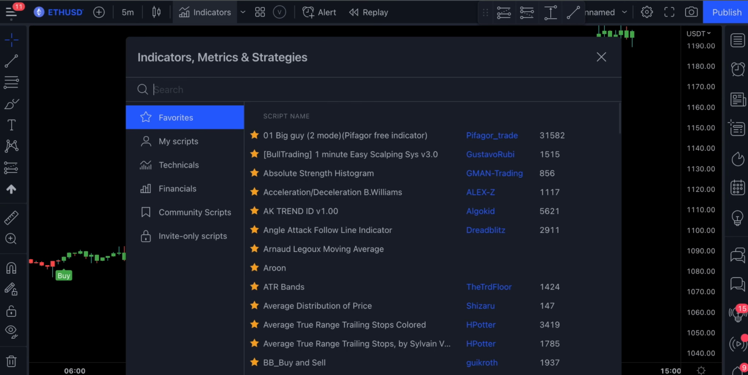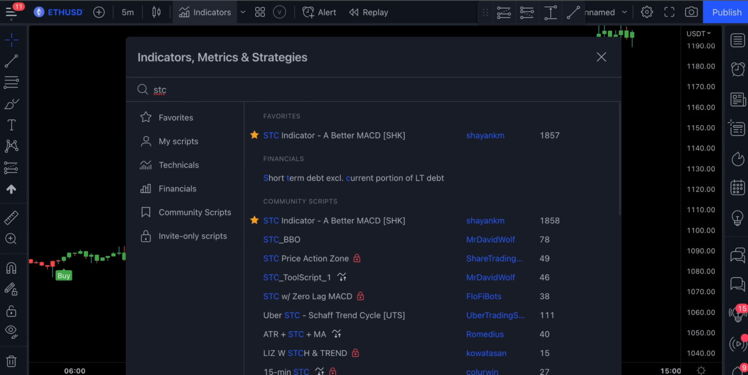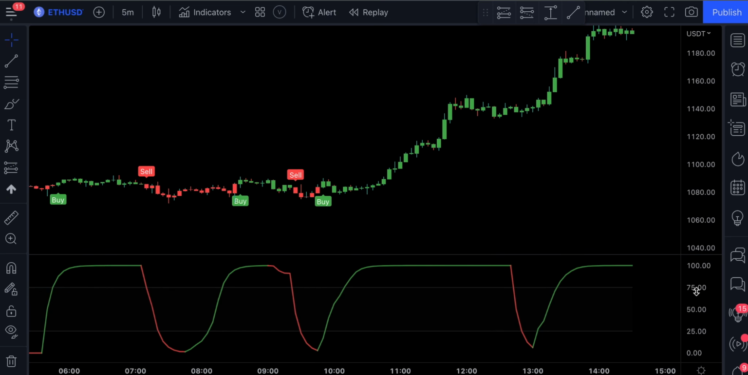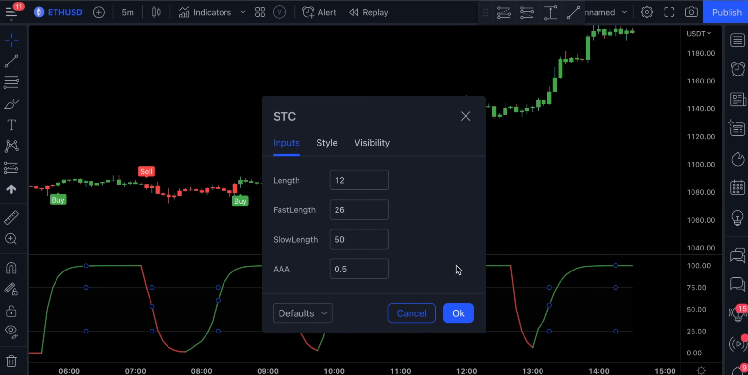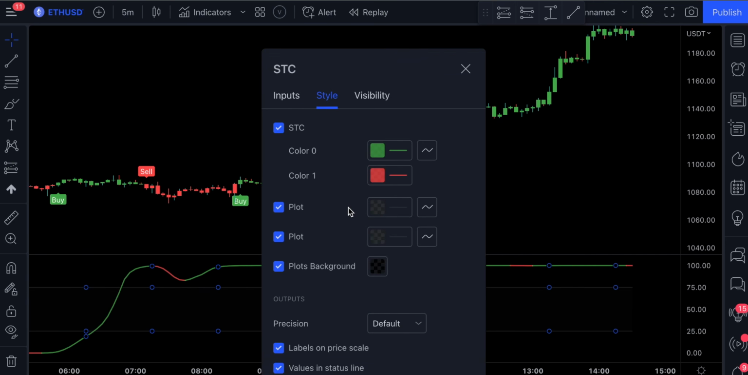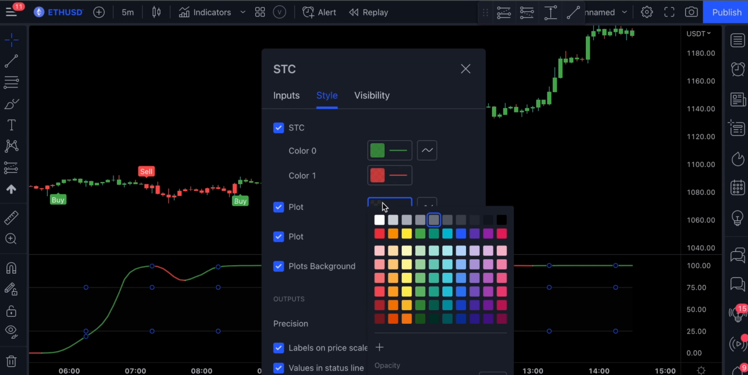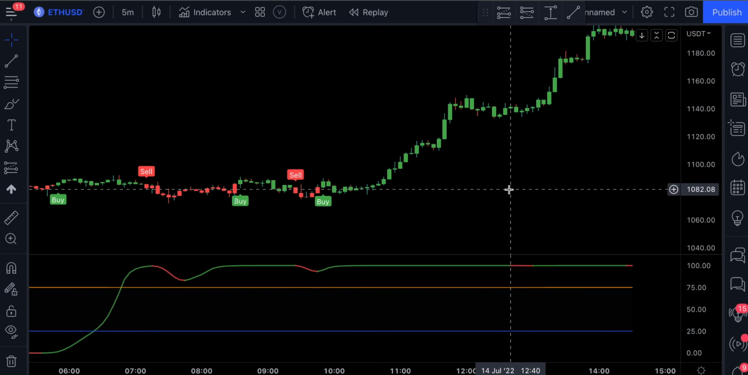And for the second indicator, we will need to add the STC. STC indicator, a better MACD by Sean KM. We will need to change the settings on this indicator as well. So first, let's change the length from 12 to 80. And the fast length from 26 to 27. In the style section, we will need to color these plots. Alright, so the strategy is complete.